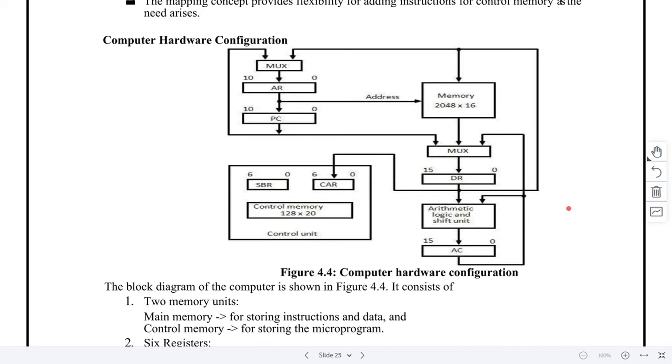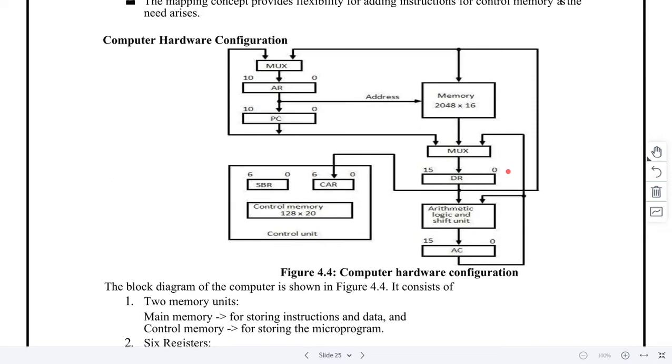Now the DR register receives information in three ways. One is from memory to DR, and also DR to memory. Next is DR to AC, and the AC also gives information to the DR through the multiplexer itself. And from AR it also receives information to the DR.